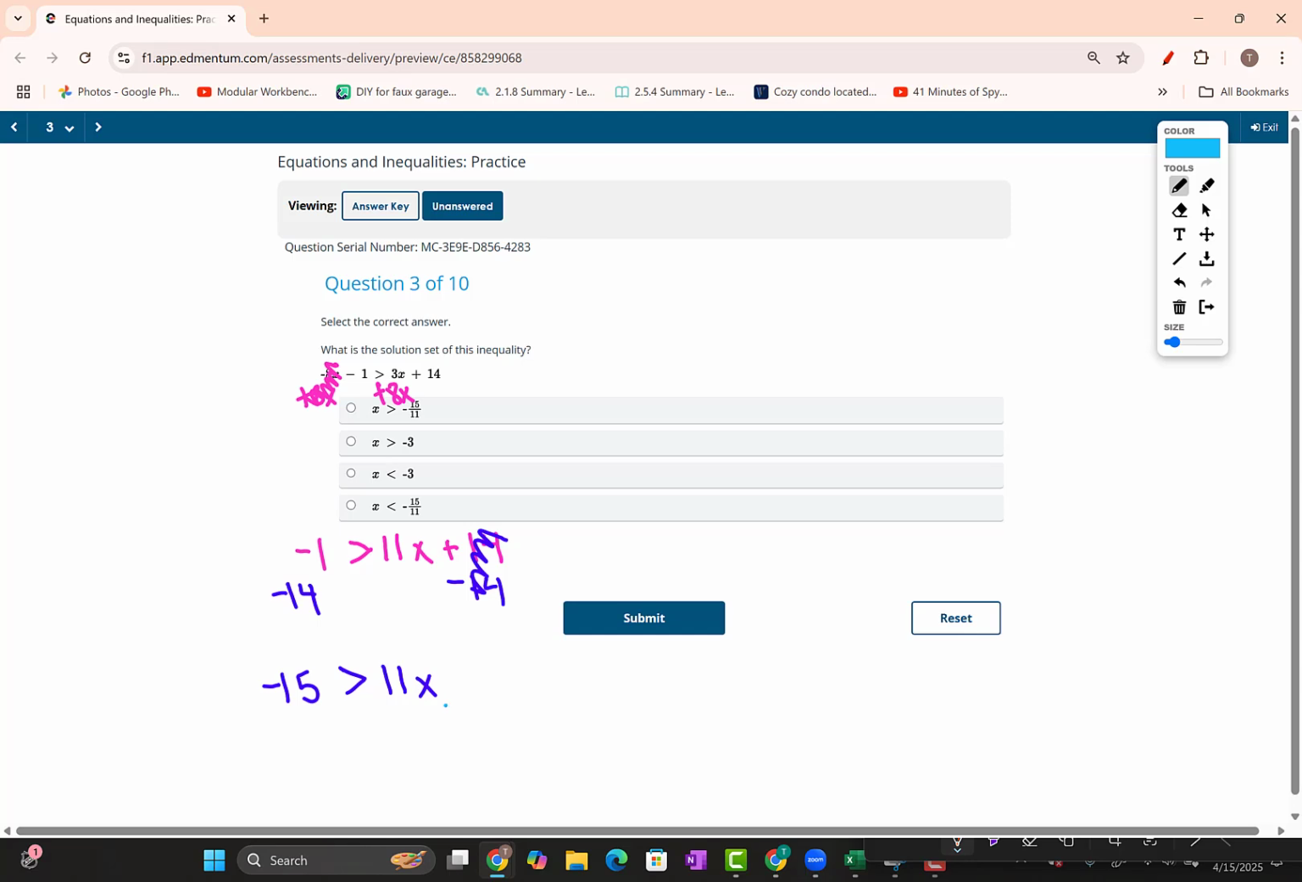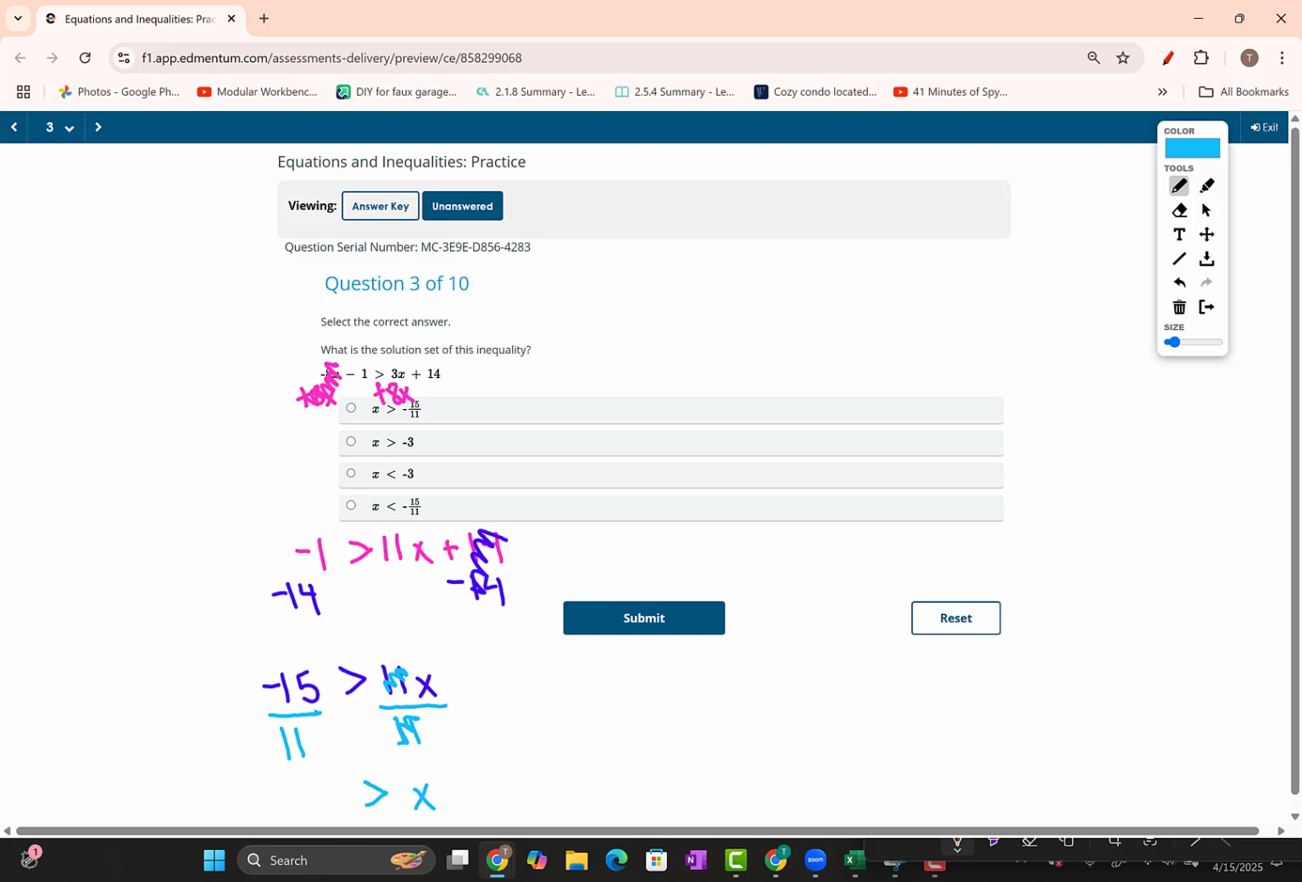But be careful. Our last step is divide both sides by 11. If you solve this a different way, it's possible your last step you're dividing by a negative number. When you multiply and divide both sides of an inequality by a negative number, you have to reverse the symbol and point it the other direction. In this case, we're not doing that. We're dividing by a positive 11, so the 11s cancel.